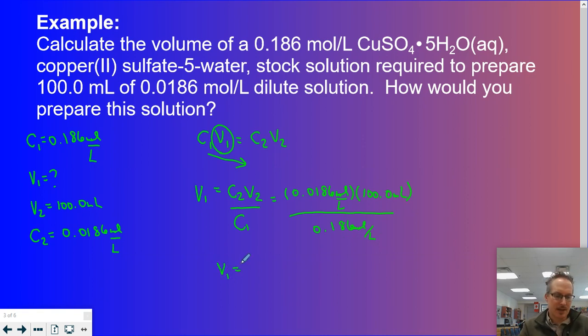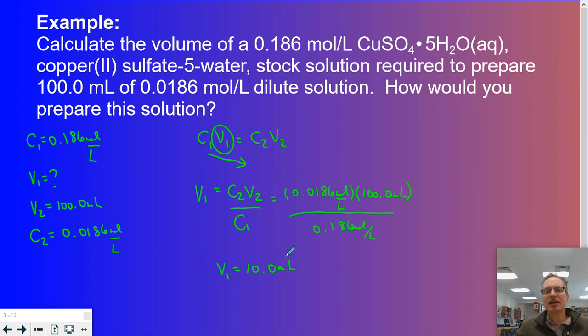So when I go to calculate this, 0.0186 times 100, enter, divided by 0.186, my answer is going to come out in 10.0 milliliters. So that's the initial volume I'm going to have to measure out and then add water to it in order to get it to 100 milliliters.